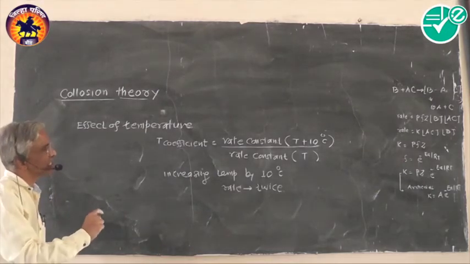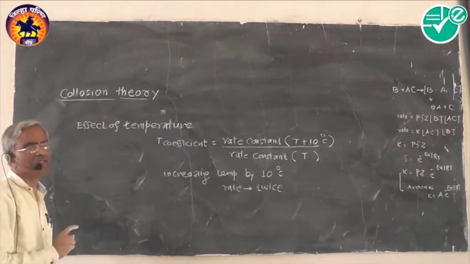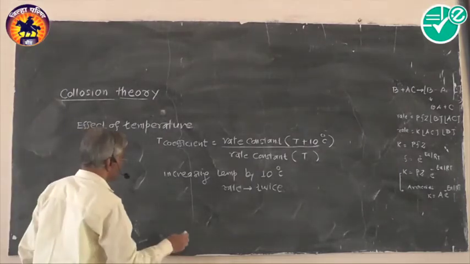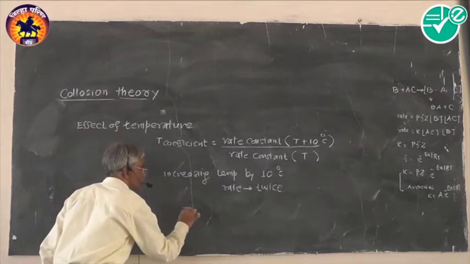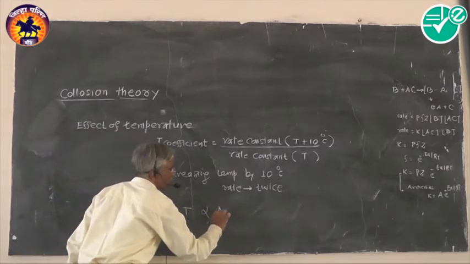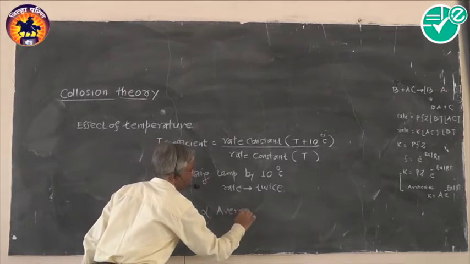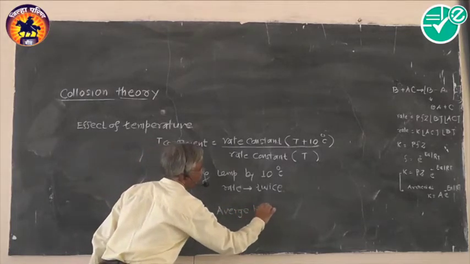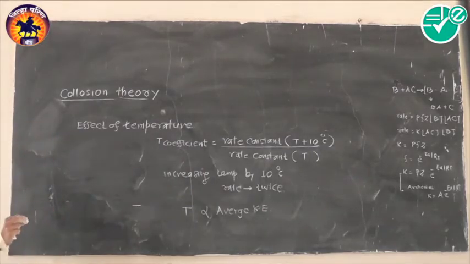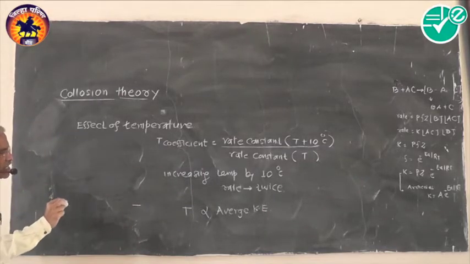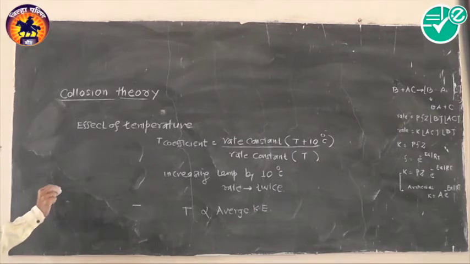Now the question is, why does this happen with an increase in temperature? Because temperature is directly proportional to average kinetic energy. Now let us study what average kinetic energy is and its relation with the chemical reaction.